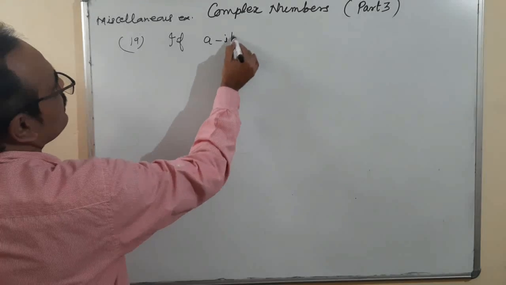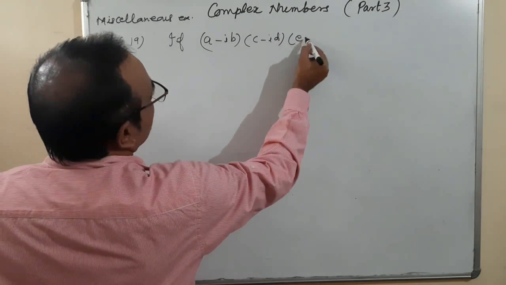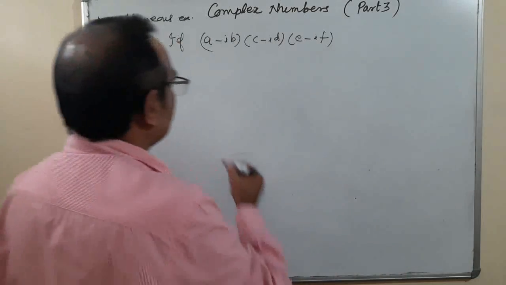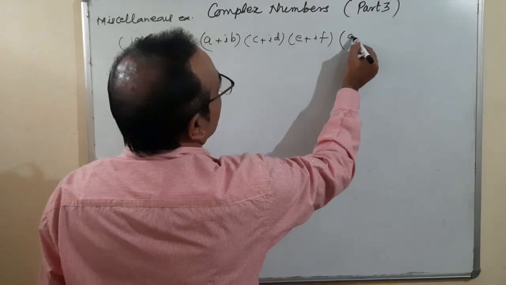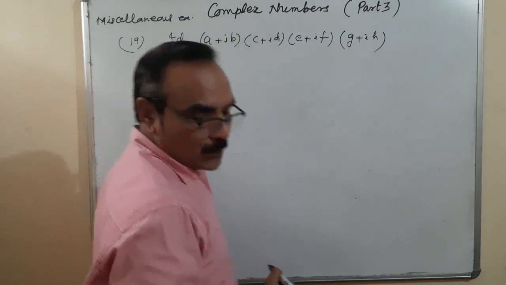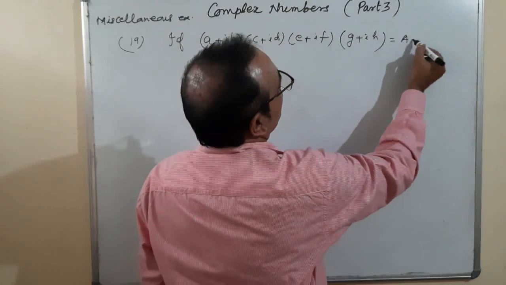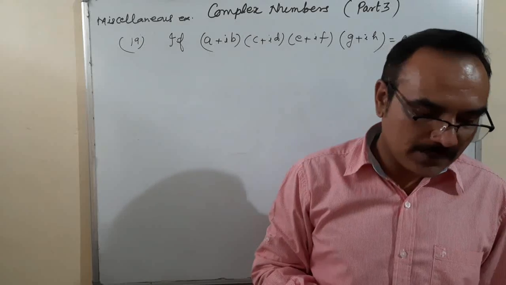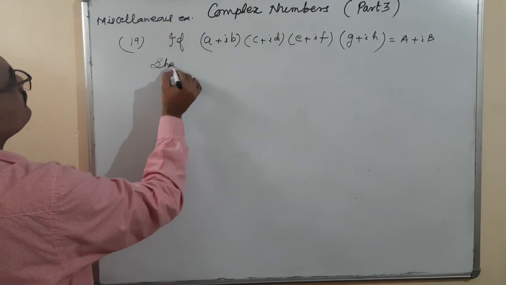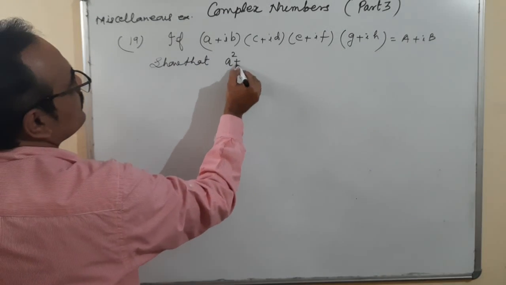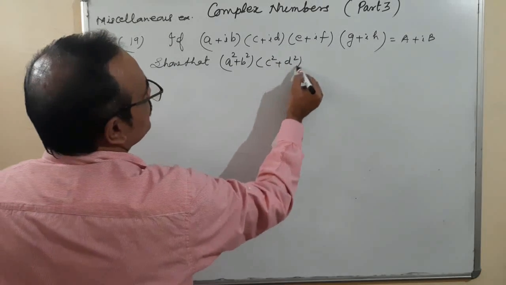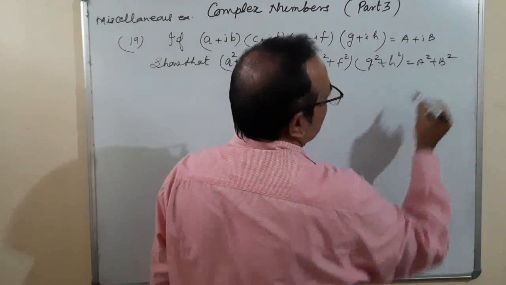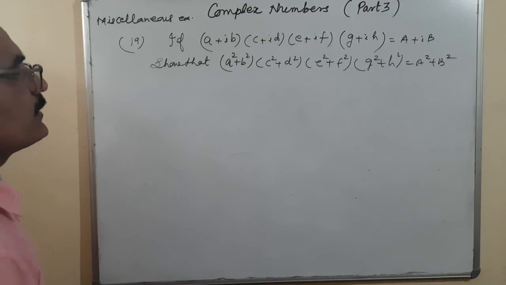If (a minus ib)(c minus id)(e minus if)(g minus ih), sorry, these are all plus, (a plus ib)(c plus id)(e plus if)(g plus ih) is equal to a plus ib, then show that (a square plus b square)(c square plus d square)(e square plus f square)(g square plus h square) is equal to a square plus b square. This we are going to show, right?